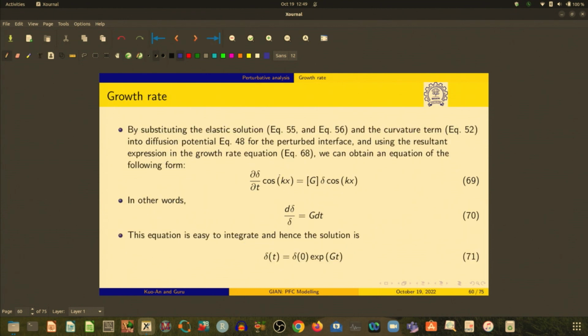Let us collect all those terms and call that some g. Okay, I will show you what the g is. Times delta times cos kx. So, cos kx will go. So, d delta by delta is nothing but g dt, which is our usual trick. You can integrate it easily. So, delta of t is delta 0 exponential g t. Now, the sign of g will tell whether this is going to grow with time or not.